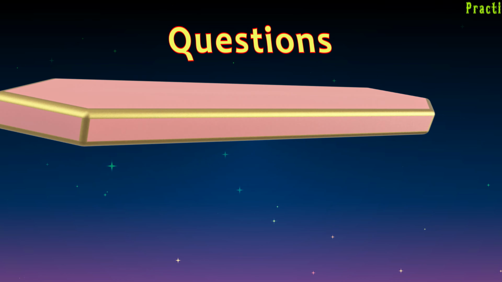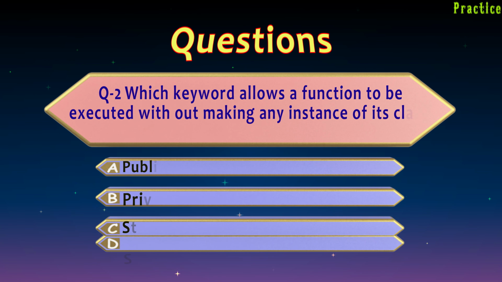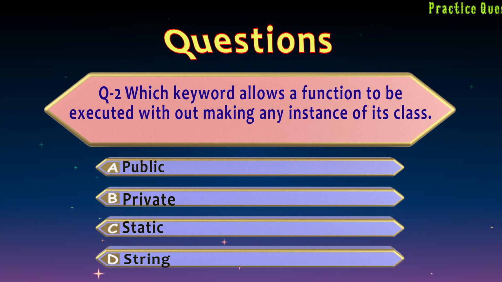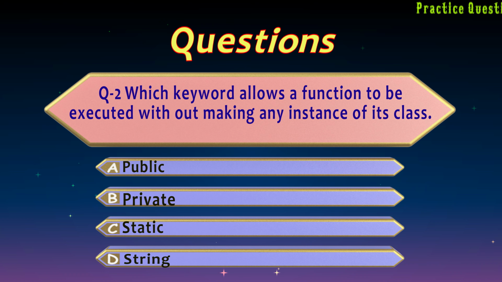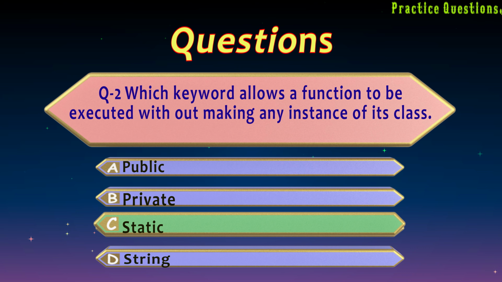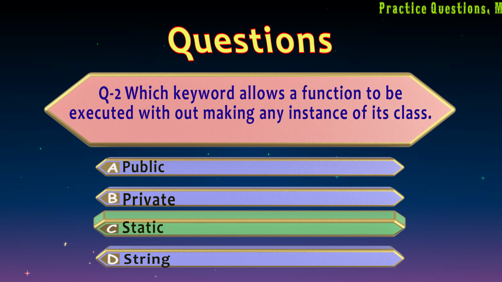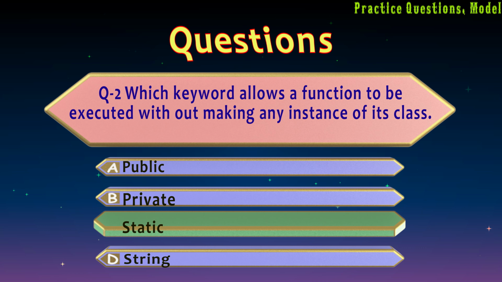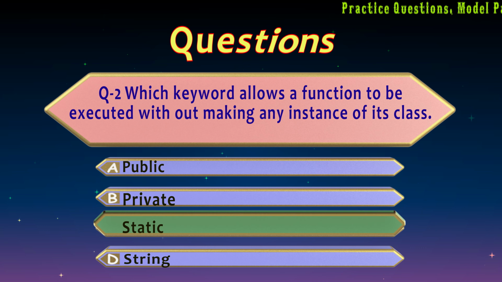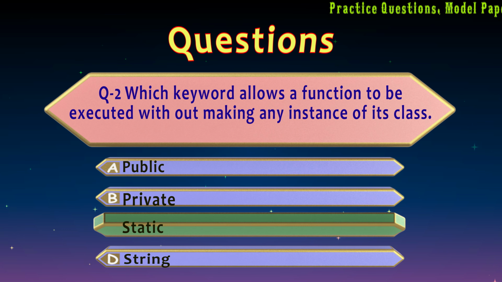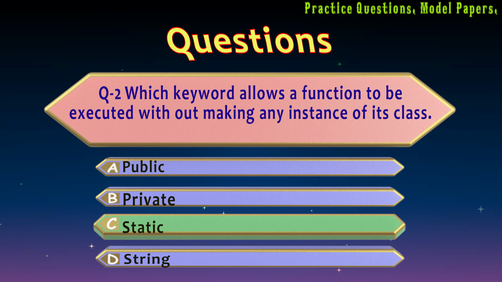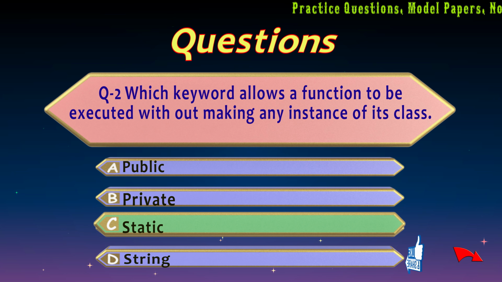The next question is, which keyword allows a function to be executed without making any instance of its class? The correct answer for this question is static. Static means that we need not create any object, that is an instance of the class. It will run automatically, as we have mentioned in the main function as static. So this was all about the introductory section on core Java. Thank you.